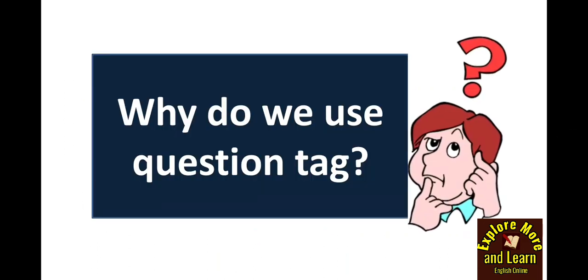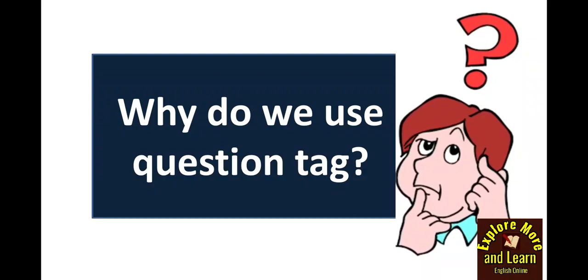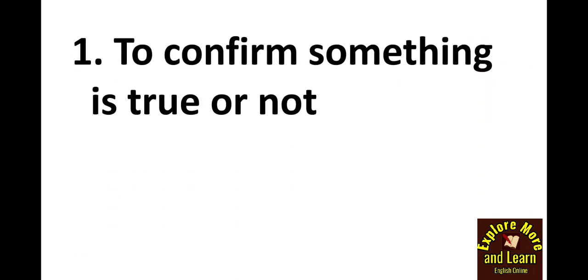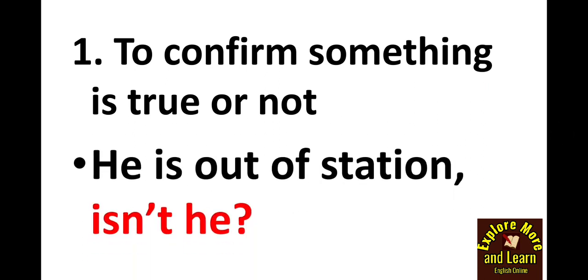Now it's a question. Why do we use question tag? We use question tag, number one, to confirm something is true or not. For example, he is out of station, isn't he? So here, he is out of station, isn't he? This question tag is used to confirm he is out of station is true or not. Alright?